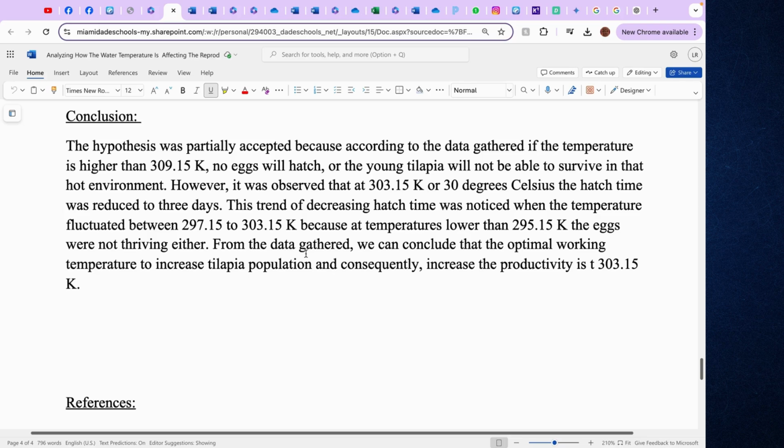This is my conclusion. Okay, you can put all of this, or you can write "In conclusion, we can say that this happened." But I was using this ending: from the data gathered, remember, always referring to the reference, we can conclude that the optimal working temperature to increase tilapia population and consequently increase the productivity is that temperature, the temperature with the lowest hatch time. Okay? It's not that difficult.